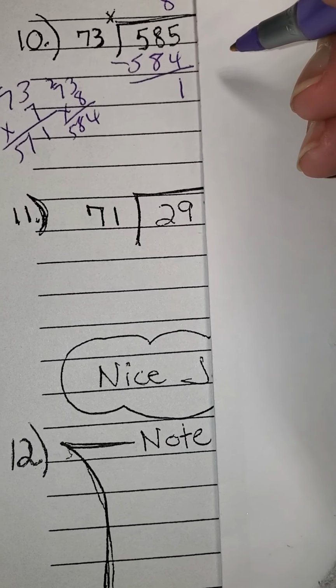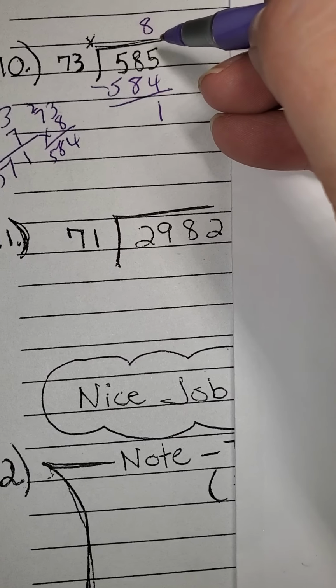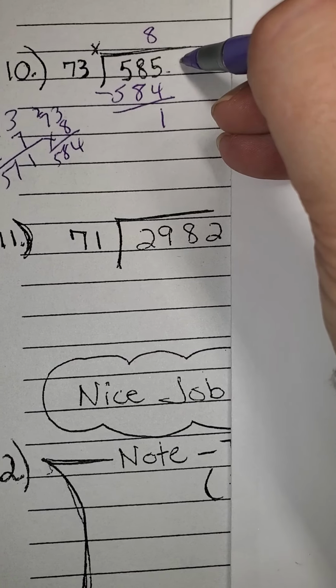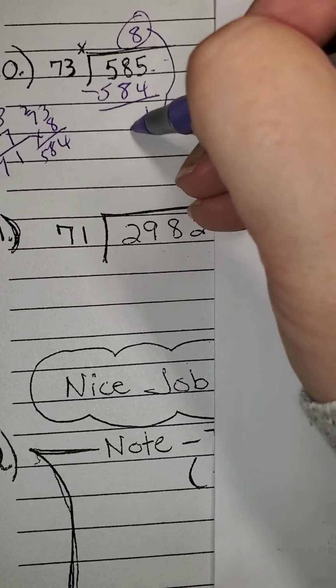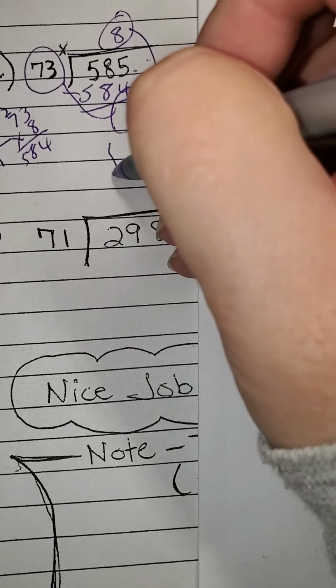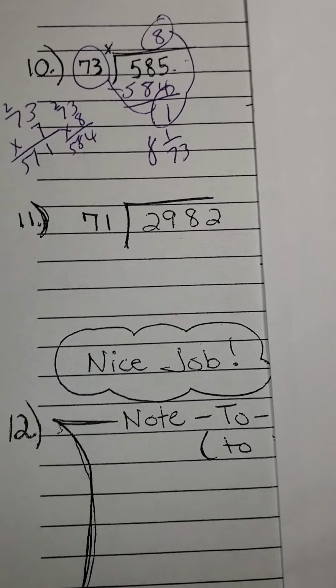The difference of 1. There's no more numbers here to bring down. If we were working with decimals, we would put decimal 0 and keep going, but we're not. If we were doing fractions, we would do clockwise and make it 8 and 1/73, but we're not. We're going to go right over here.